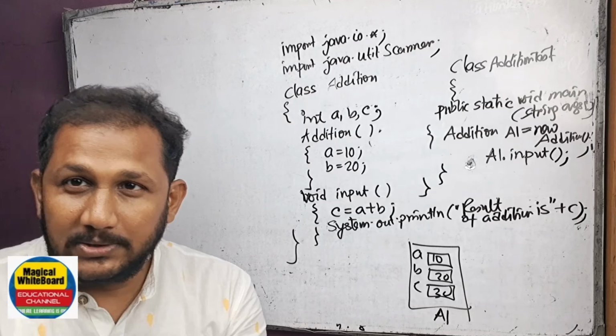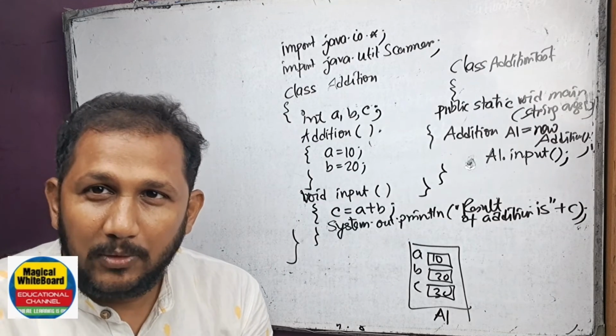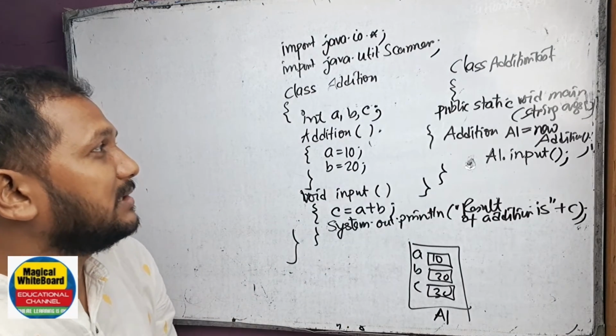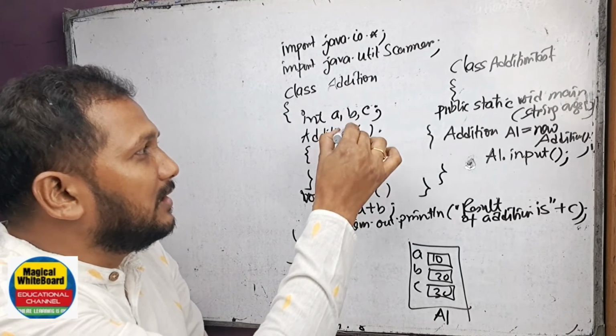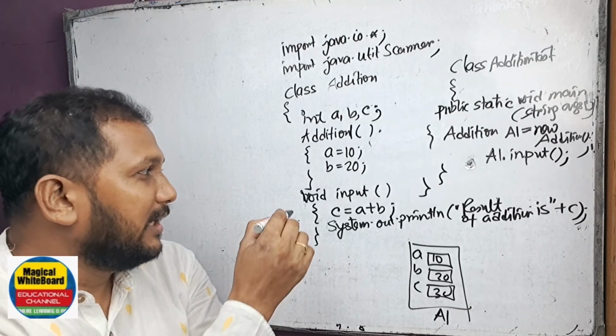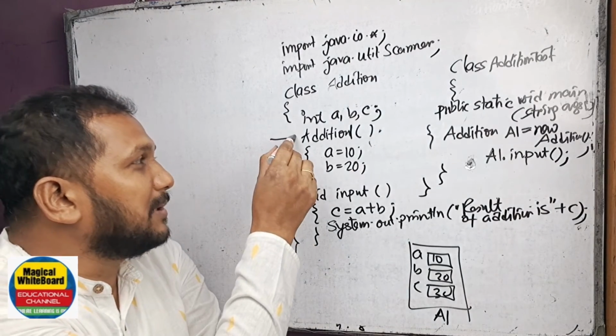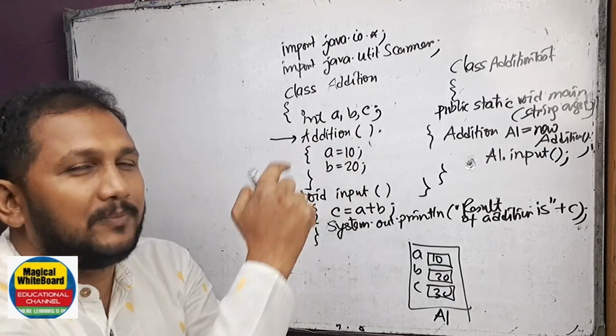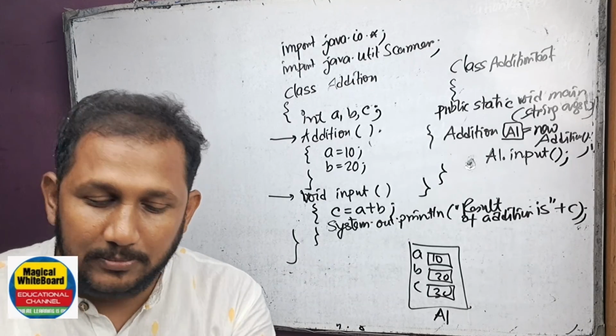So this is the concept of constructor. In a Java program, when you write a constructor name different from the Addition class name, then it is considered a member function, not a constructor. It is a member function. It is a special member function because its name is same as class name. This is the concept of class, object and constructor.